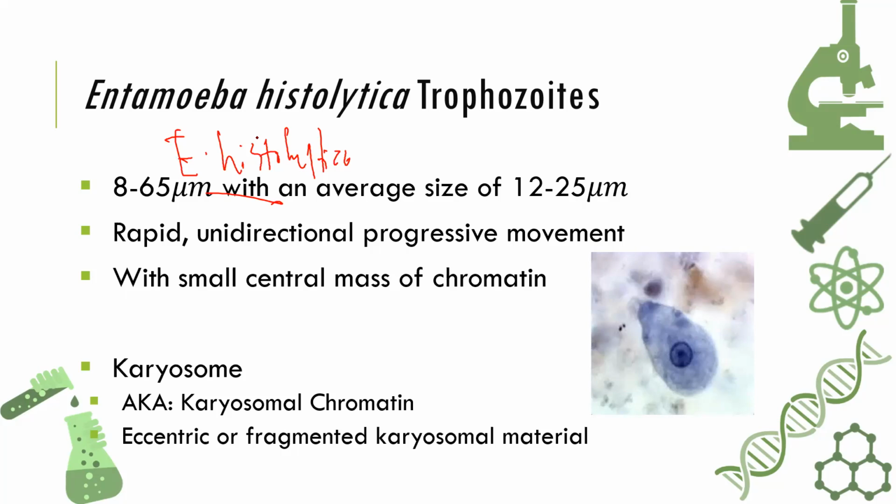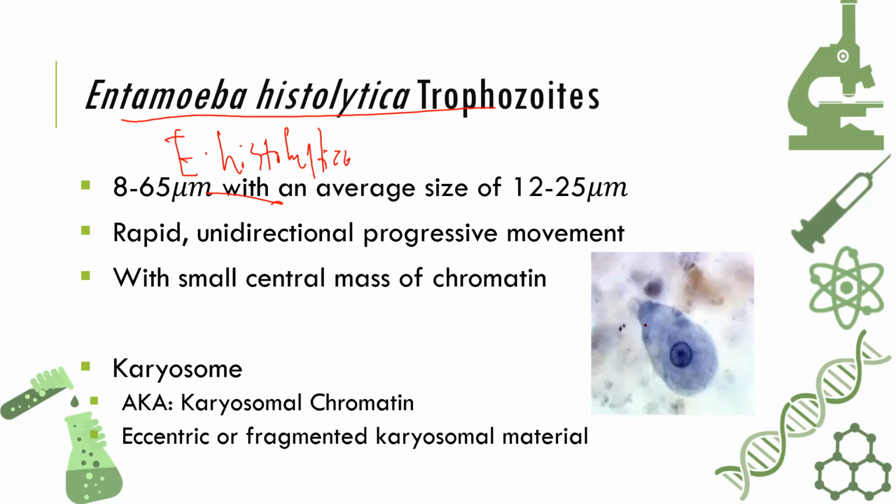Now, like what I've said, let's discuss first what Entamoeba histolytica trophozoites are. Entamoeba histolytica trophozoites are typically 8 to 65 micrometers, with an average size of 12 to 25 micrometers. Okay? It has a rapid unidirectional progressive movement and a small central mass of chromatin.